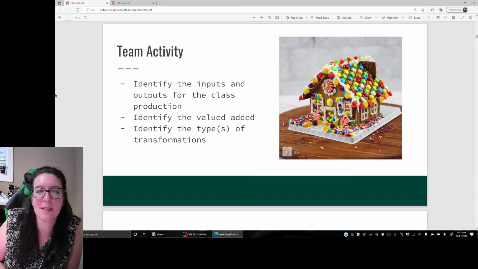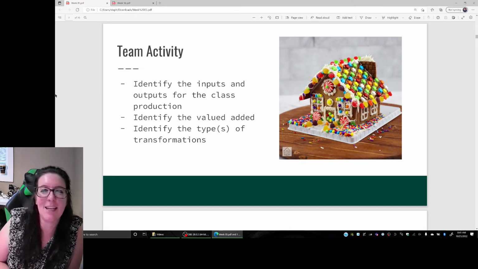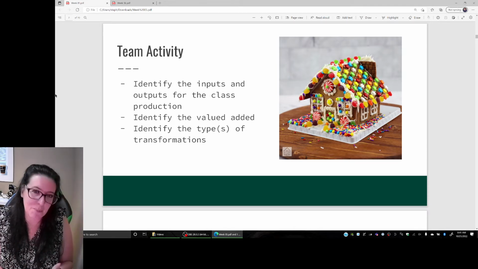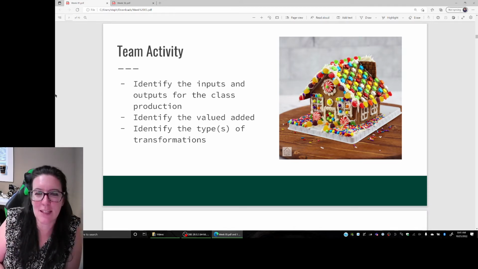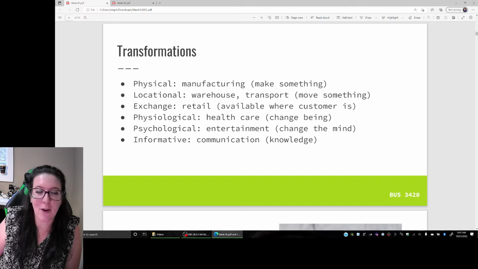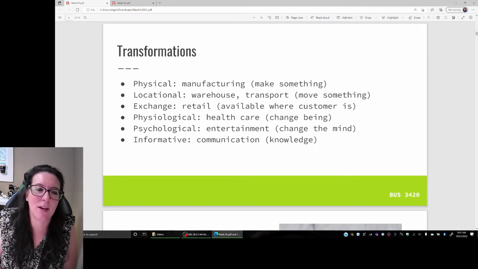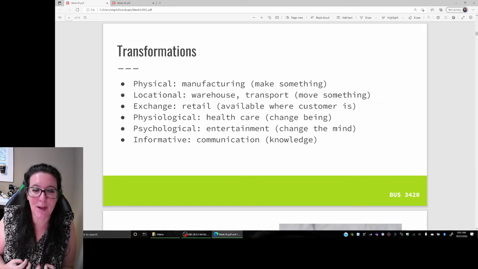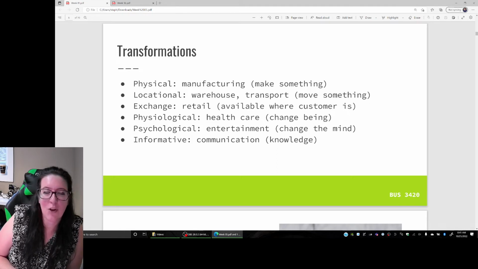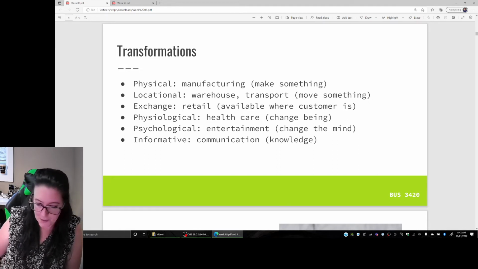So if you're working along with us in the course, what we're working on this next couple weeks is making gingerbread houses. So if we have a gingerbread house, like you can see here, what are the inputs and outputs for the gingerbread house? So what do we need to make the gingerbread house? That's the input, okay? And then the output, of course, is the gingerbread house. Then we need to identify the value added. Why can't the customer just create this themselves? What is it we are doing for them? And so what type of transformation is creating a gingerbread house?